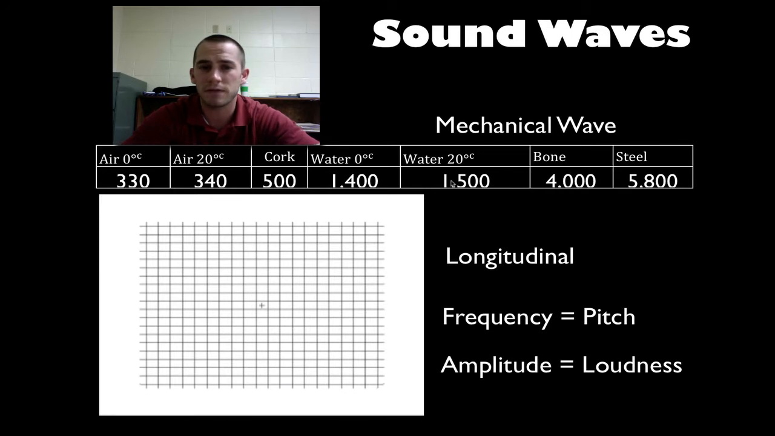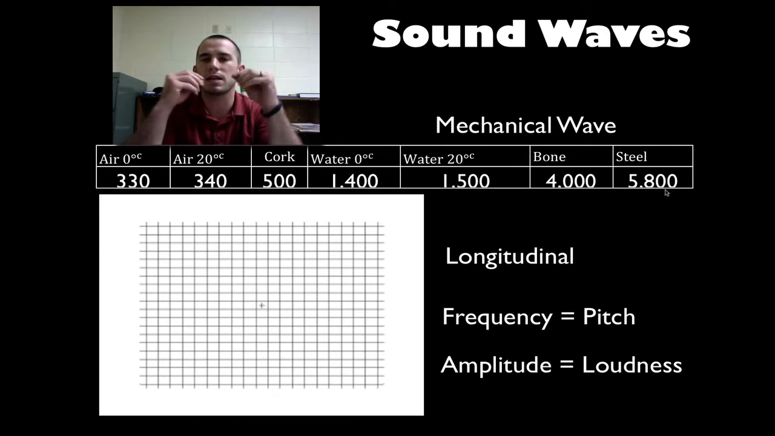How does density affect the speed of sound? If we compare air to water, which one is more dense? The water. Air at 20 degrees Celsius is 340 meters per second, while water is 1,500 meters per second. So the more dense a material is, the faster sound will travel. If we get even more dense, steel is about 5,800 meters every second.